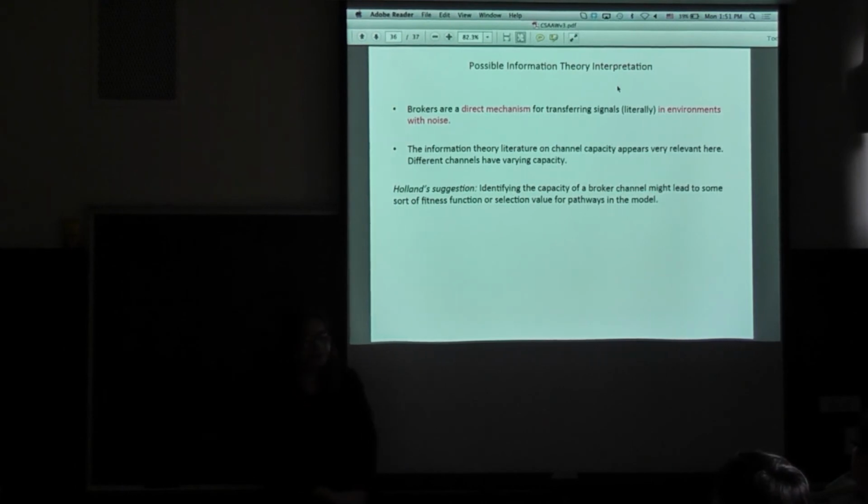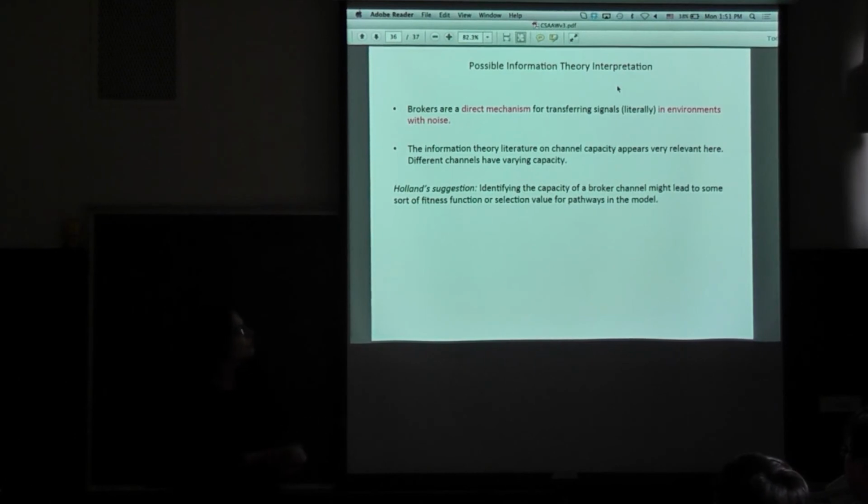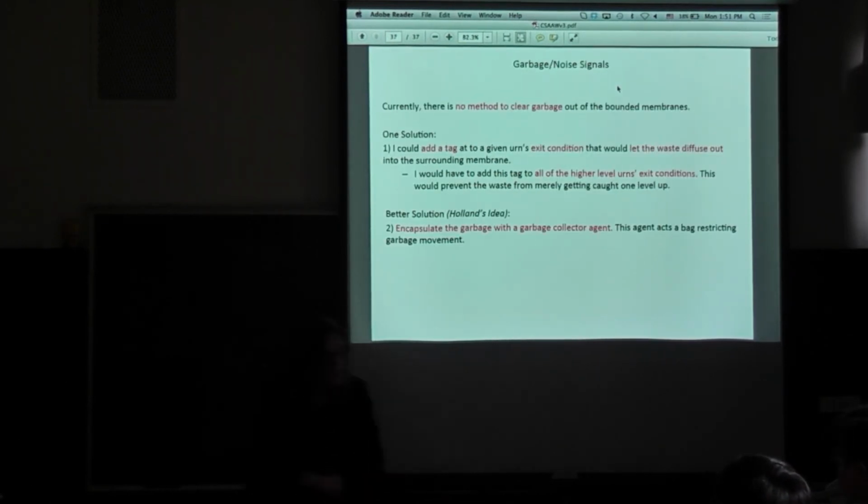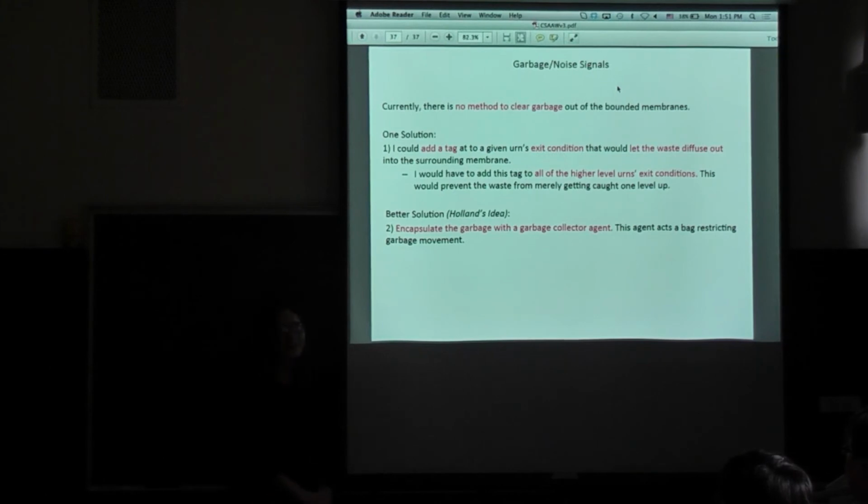There's also a possible information theory interpretation, which I'll modestly suggest: brokers might be a direct mechanism for transferring signals in environments with noise. And lastly, I got really interested in the question of, if there's garbage in your environment, how do you clear it out? If you don't have a broker, what other agents can you put in? One idea was a garbage agent that would encapsulate the garbage, acting as a garbage collector agent. I've also been toying around with adding different agents into the system and seeing how those improve the end product being achieved. Anyway, that is all I have.